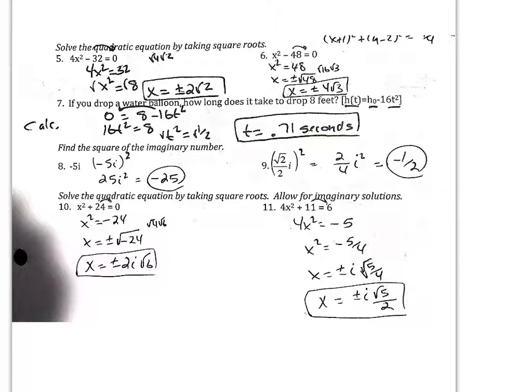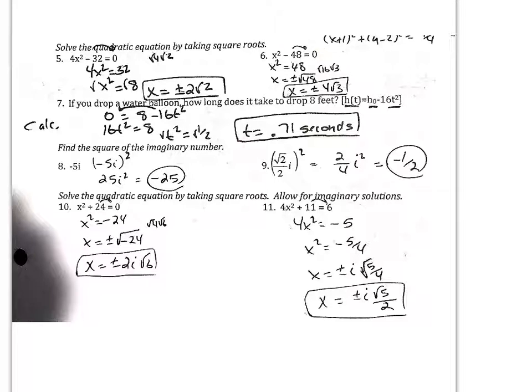Okay, 5 through 11 is what we did on Monday, actually. This says solve by taking square roots. So what you got to do is move everything over but the x squared. Move the 32 over, then divide by 4, and you get x squared equals 8. So you got to take the square root of the 8 to get your answer. When you take the square root of 8, you break it down 4 times 2. We know the square root of 4 is 2. I don't know what the square root of 2 is, so it stays in there. Don't forget your plus or minus sign.